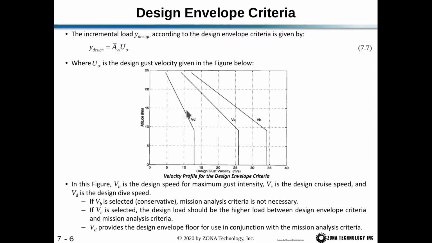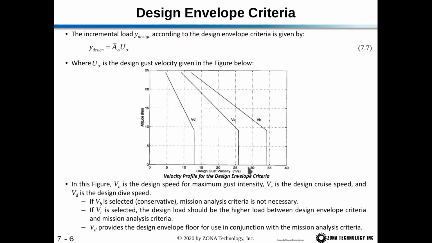Now we have three different curves here, VD, VC, and VB. So in this figure, VB is the design speed for maximum gust intensity, VC is the design cruise speed, and VD is the design dive speed. If VB is selected, which is conservative, then mission analysis criteria is not necessary.